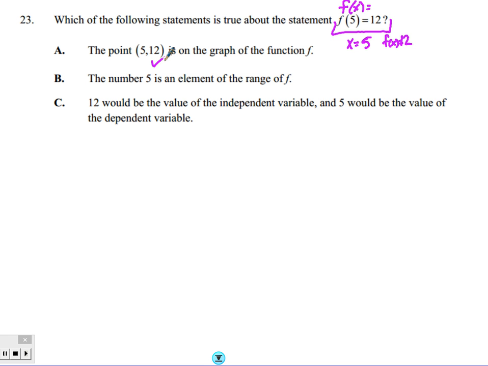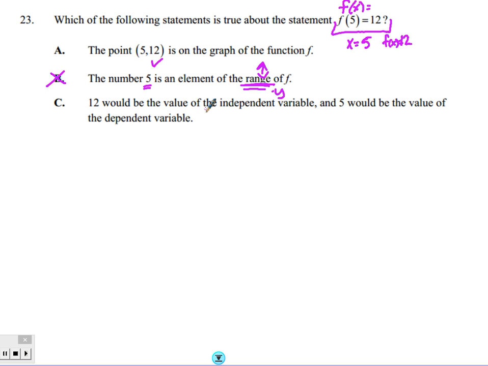The number 5 is an element of the range. And when we think range, in my class I said, X, we dance on the domain and we raise the roof for the range. It's just to help us remember the D and the D and the R and the R. So range, we're talking about up and down, and that is our Y values. So is 5 an element of the range? No, that's part of the domain. So we know that's not true.